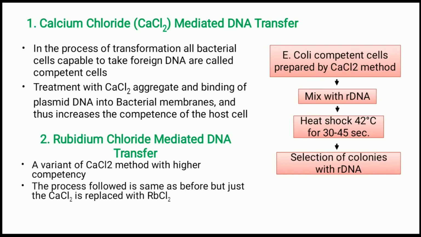First, chemical method, calcium chloride mediated DNA transfer technique. The E. coli cells are treated with calcium chloride at millimolar level concentrations and it will modify the plasma membrane of the E. coli cells, making them capable of adhering to and bringing inside the foreign DNA when we combine the E. coli cells and recombinant DNA together.